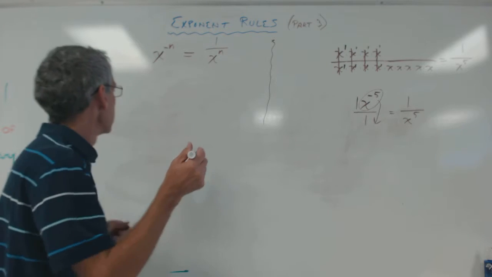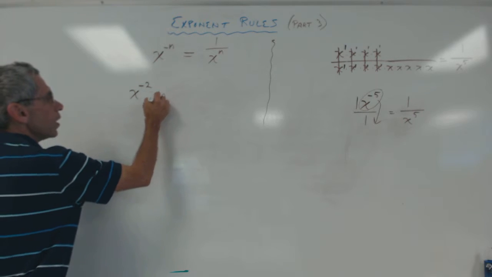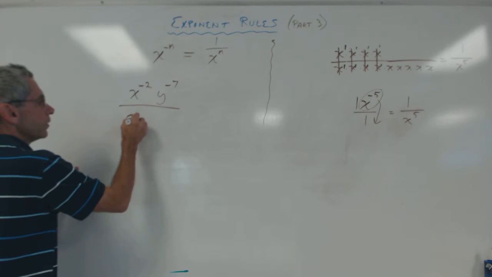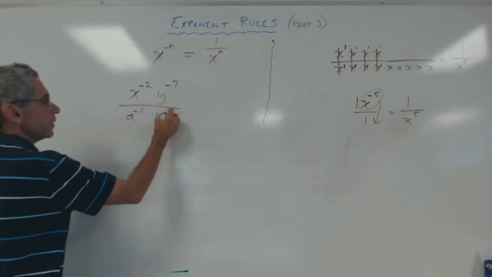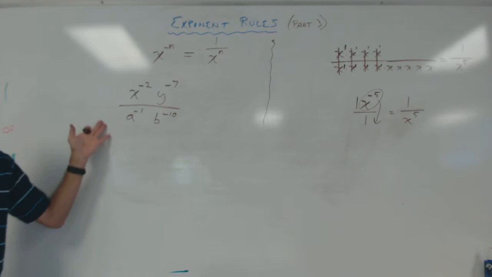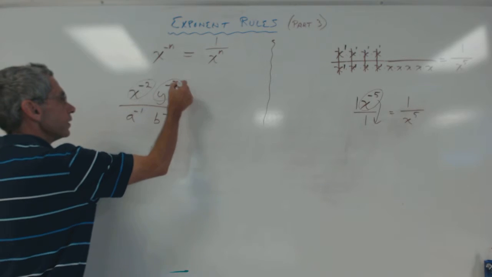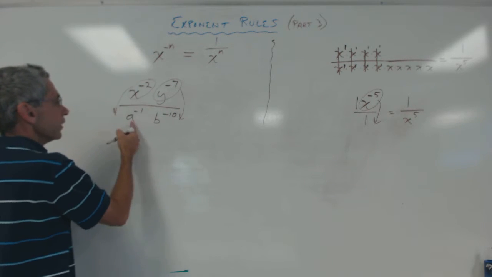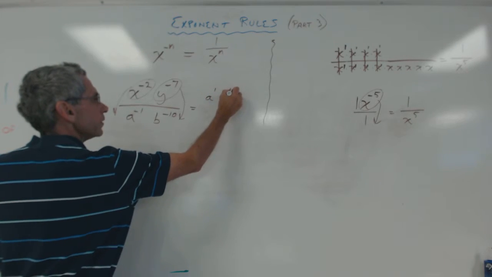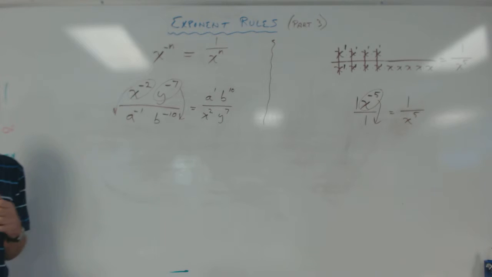Sorry about that. Well, what if I showed you this? x to the negative 2, y to the negative 7 over a to the negative 1 and b to the negative 10. If I wanted to write this in proper format, what would I do? I would move this one and this one downstairs, right? And I would move these upstairs. So I would have a to the positive 1, b to the positive 10 over x to the positive 2, y to the positive 7. It's as simple as that.